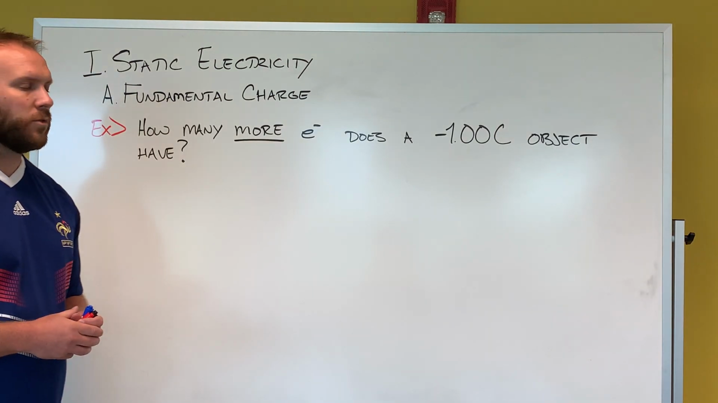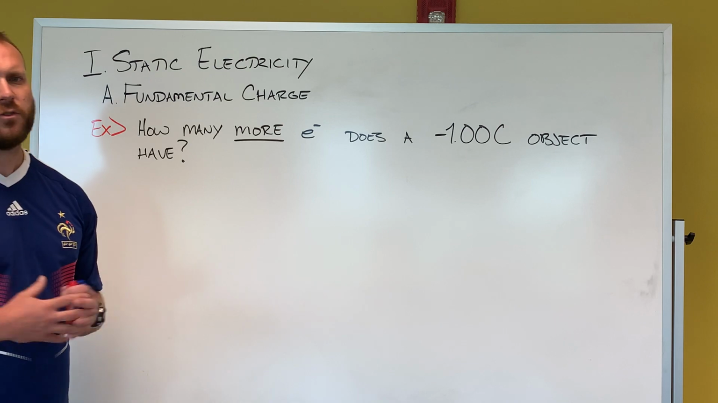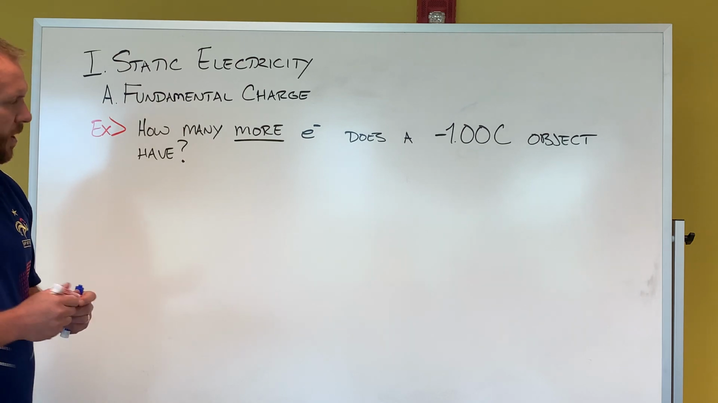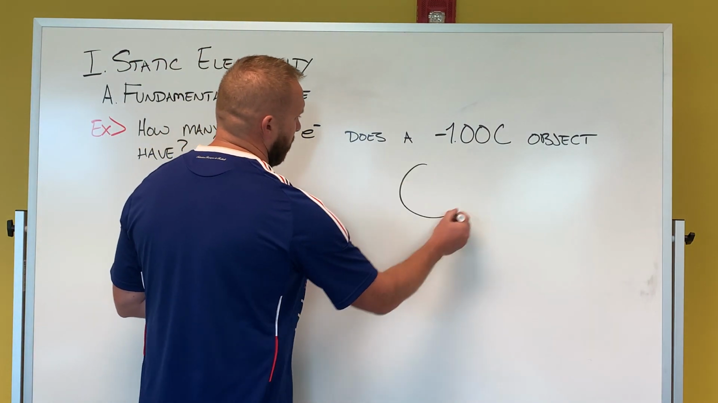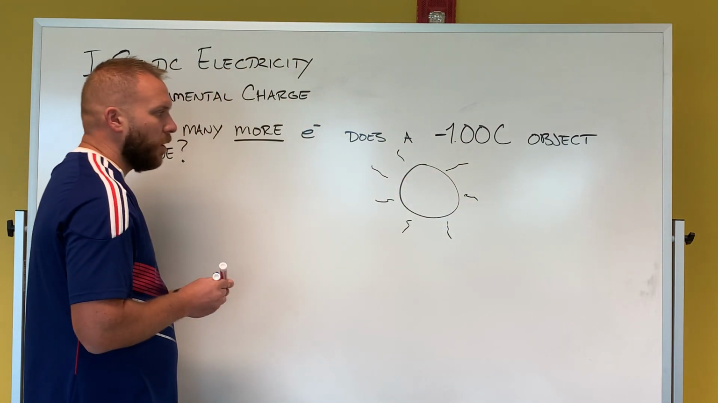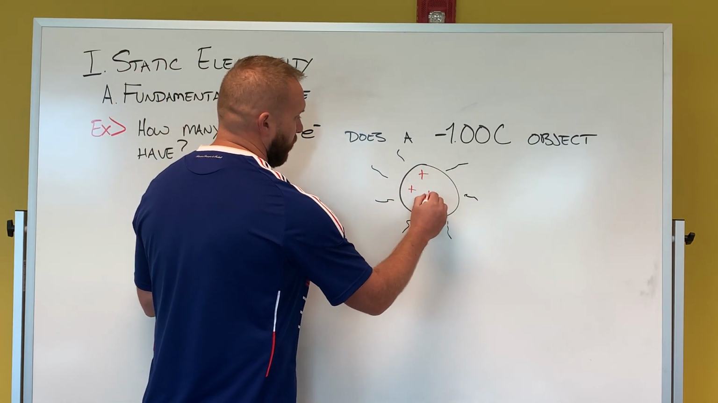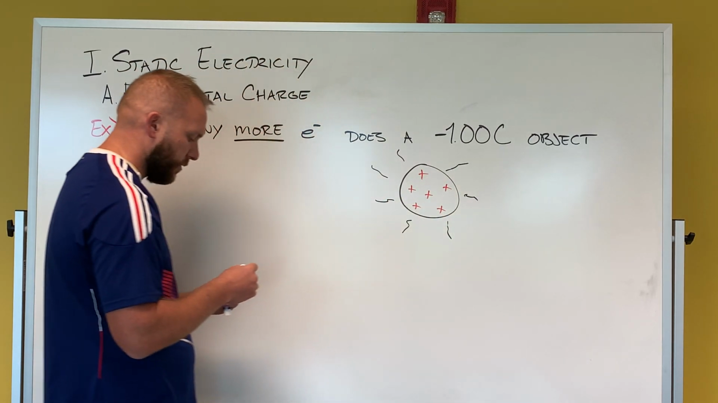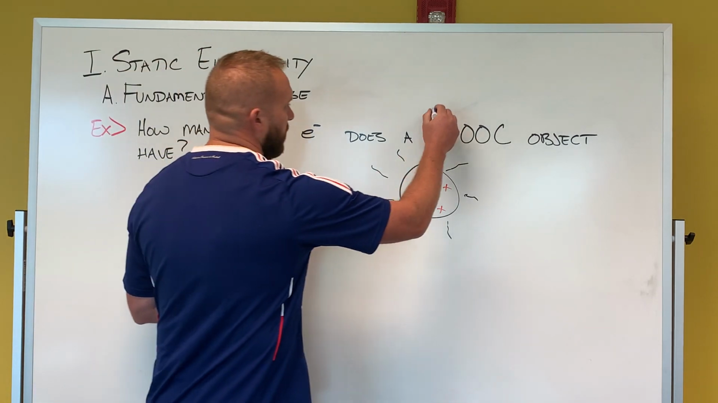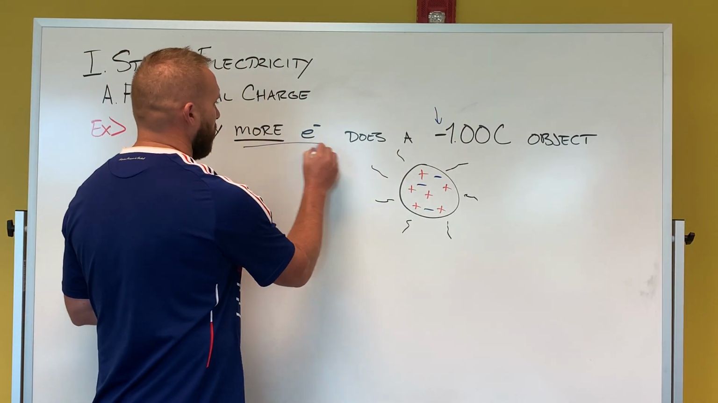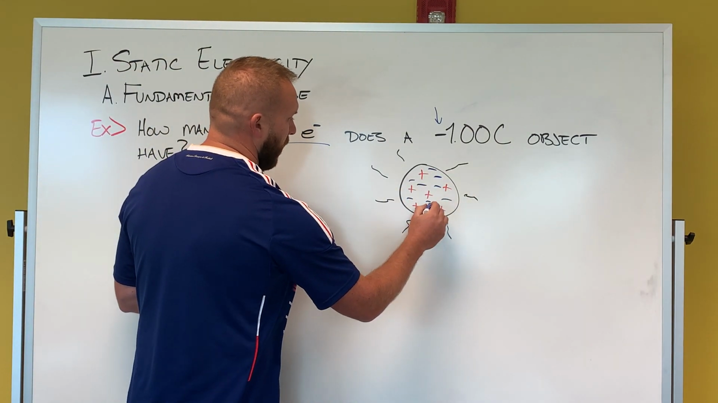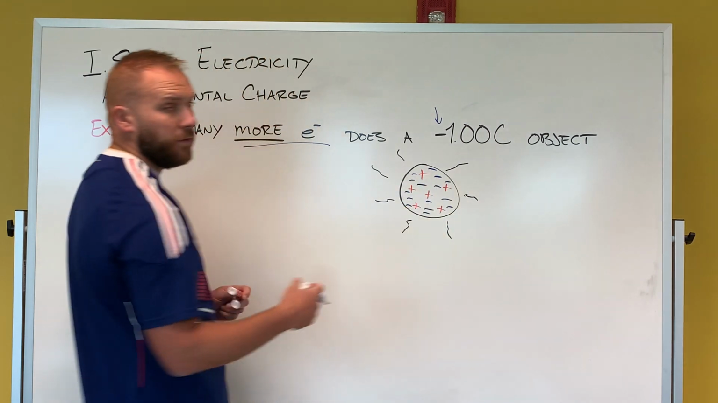All right, so our first example is going to be looking at a question where it says, how many more electrons does a negative 1.0 Coulomb object have? So what we have to think about is if something has a charge, right? So if this is an object and there's some electric charge, and we can measure that electric charge. What we know is this object has protons and it also has electrons. However, because it has a negative charge here, that tells me it's going to have more electrons. So in terms of doing this, I should be drawing more electrons than I have as protons.